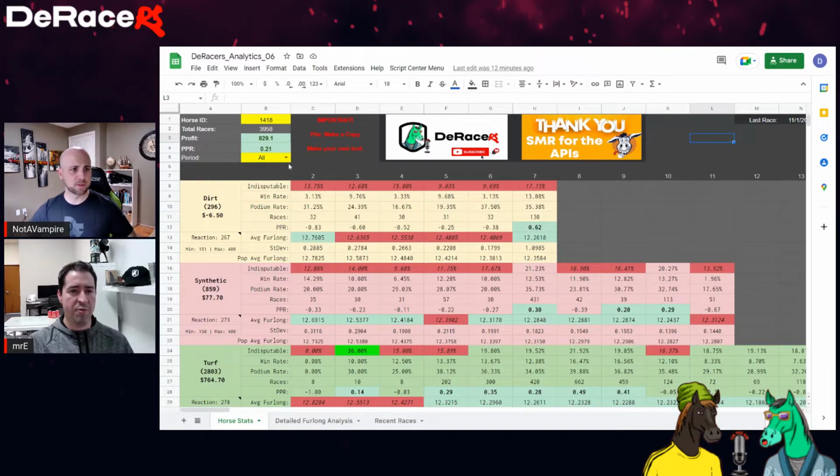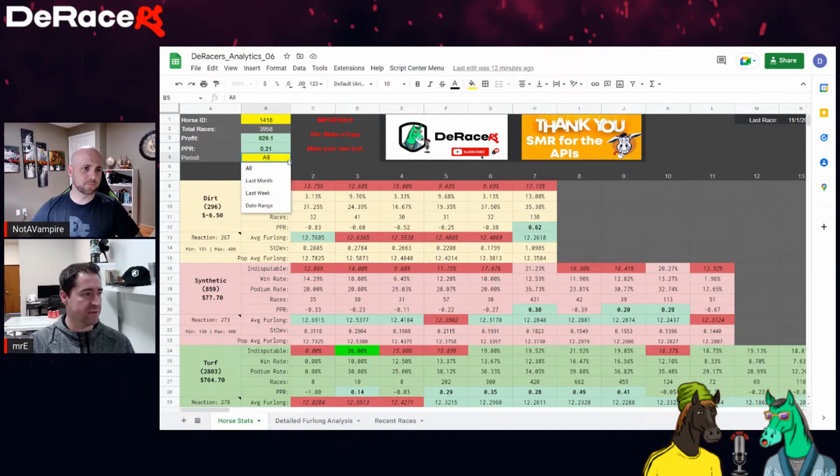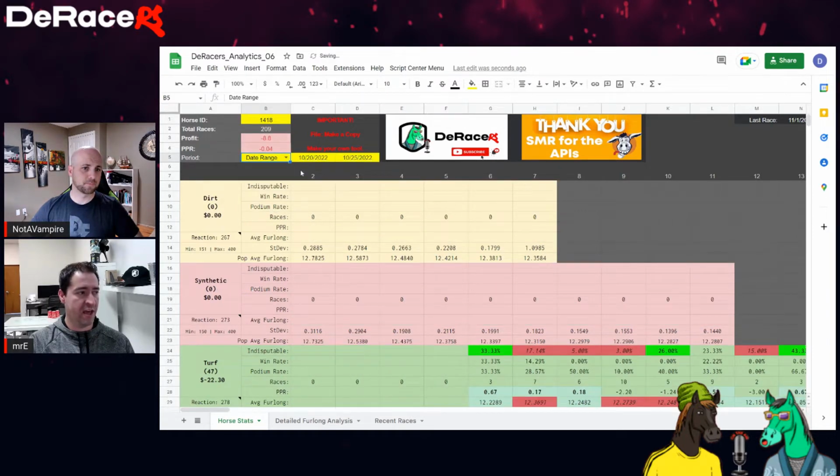Yeah, I wanted to point out in this version 6 that we have here, one of the new features that was added in is the ability to set a date range. Some people had asked about that. You can actually set a specific date range and it will auto update to see what your horse has run during that period of time.